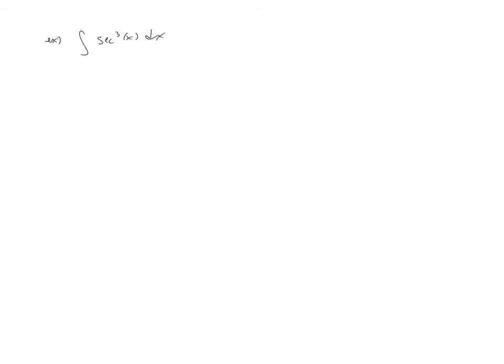Okay, so now we'll take a look at the integral for secant cubed. And this is one that comes up quite a bit, surprisingly. And so as we look at this and how we want to get started, we're actually going to split this apart into secant squared of x and secant of x dx. And we're going to integrate this by parts.